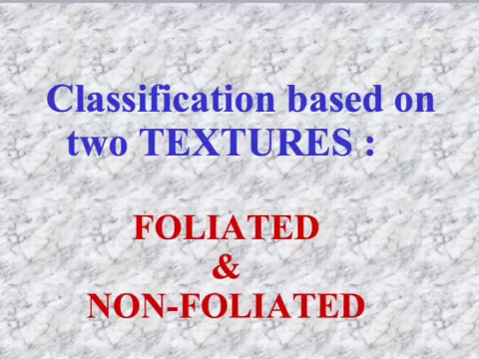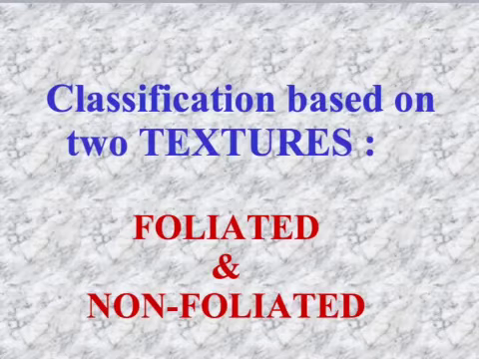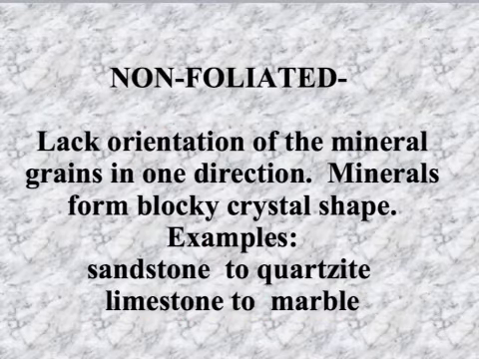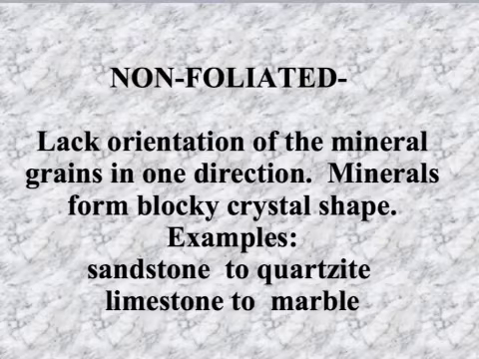Two textures you'll be classifying are foliated and non-foliated. Non-foliated rocks are going to be rather blocky and they look rather homogeneous, so you're not going to see obvious banding. You might see some evidence of lines or waves, but it's generally going to be fairly blocky.